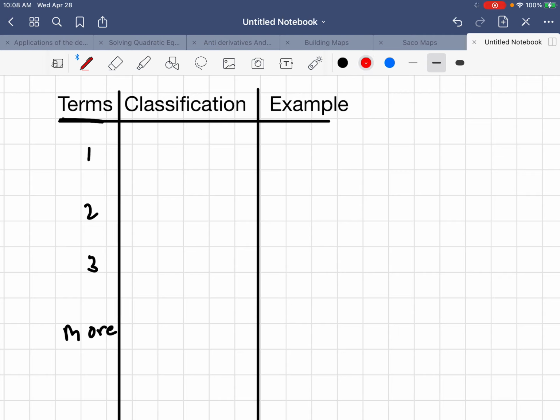polynomial has. So if we have one term, it's like 8x to the fourth. That's one whole term. There's no other additions or subtractions. This would be considered a monomial.